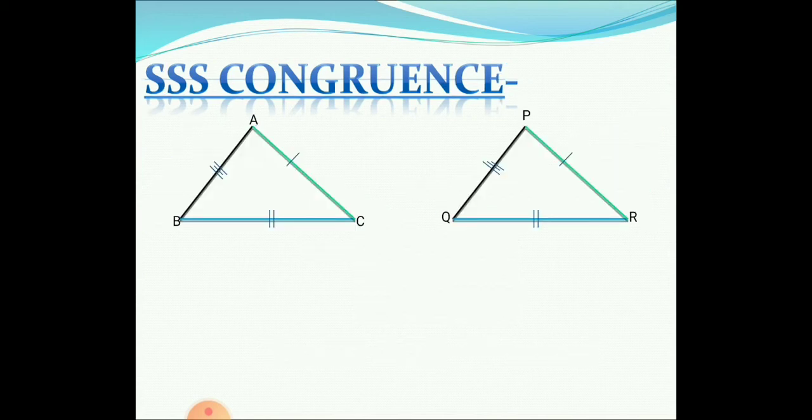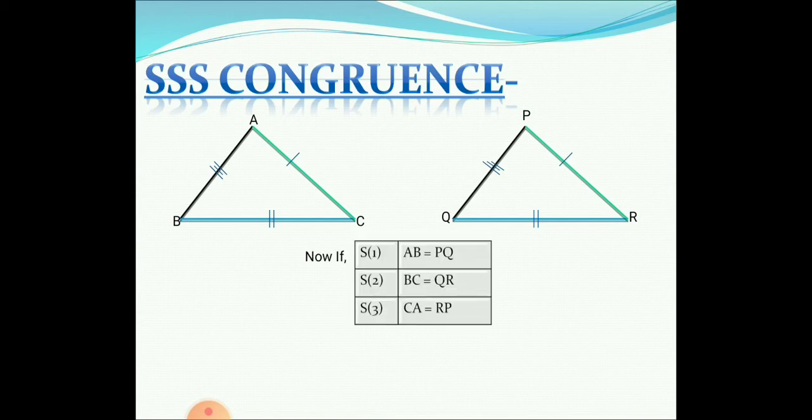Next is SSS congruence. If three sides of one triangle are equal to the three sides of the other triangle, then the two triangles are congruent. See in these two triangles, if AB is equal to PQ, BC is equal to QR, CA is equal to RP, then triangle ABC is congruent to triangle PQR by SSS congruence.